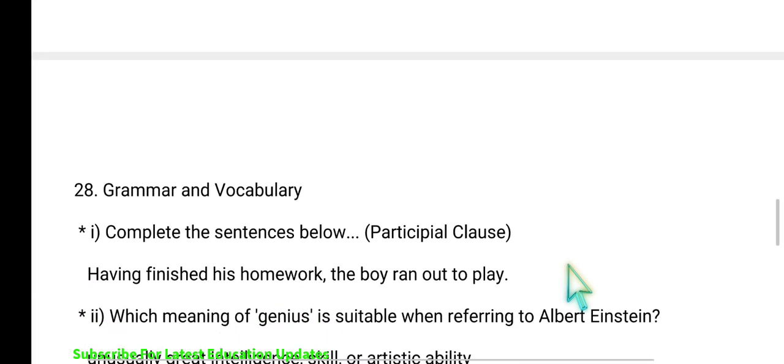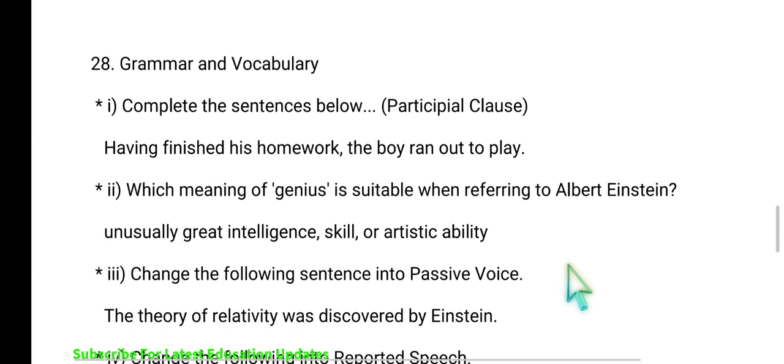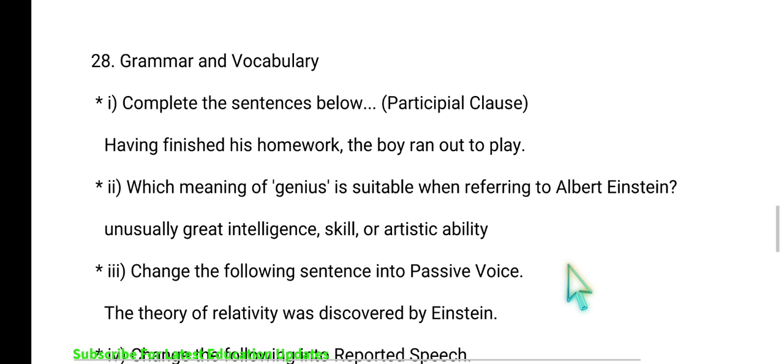So, some of the answer responses can be taken from the given passage, and some are from outside of the given passage. Now, let's go to the 28 grammar and vocabulary, where completing the participle clauses. Having finished his homework, the boy ran out to play. Which meaning of genius is suitable, referring to Albert Einstein?